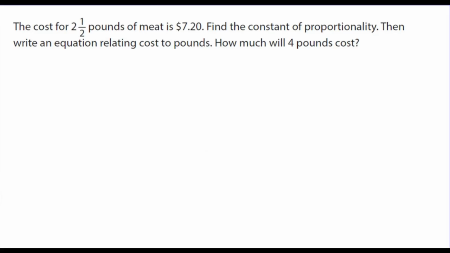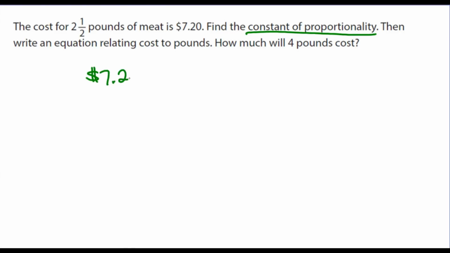So we can use our constant of proportionality, or that constant unit rate, to help us write an equation relating the two quantities. Here, the cost for 2.5 pounds of meat is $7.20. Find the constant of proportionality, then write an equation relating cost to pounds. How much will 4 pounds cost? Well, this is a proportional relationship because the cost of the meat is always going to be the same amount per pound. Well, what is that unit rate? What is the constant of proportionality? So again, we're going to find dollars per pound.